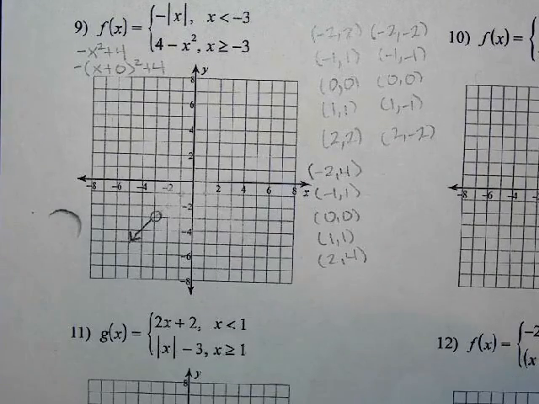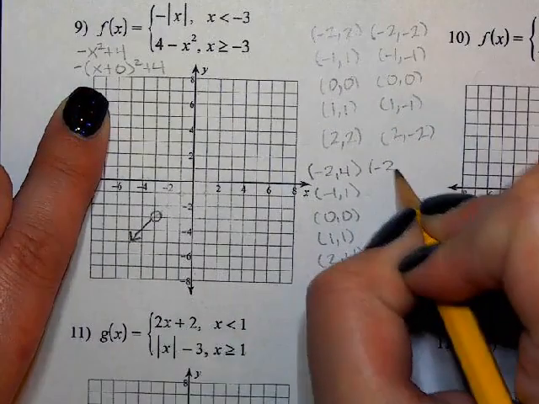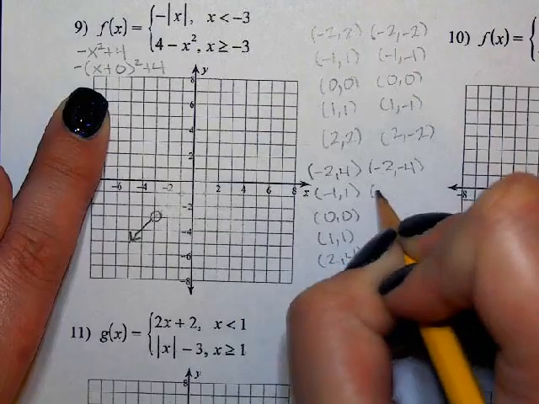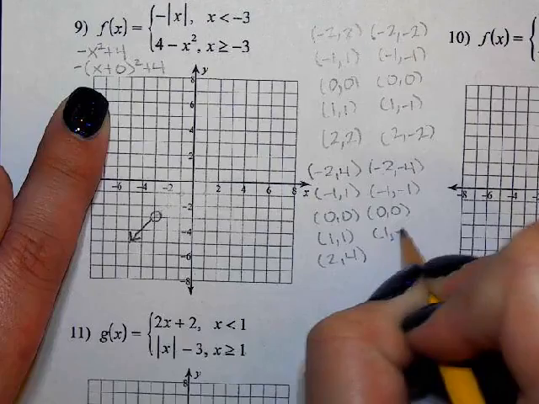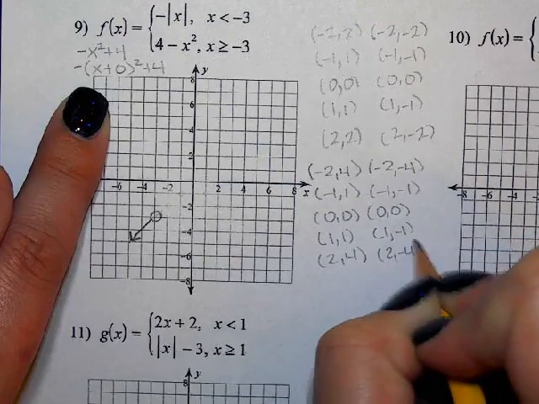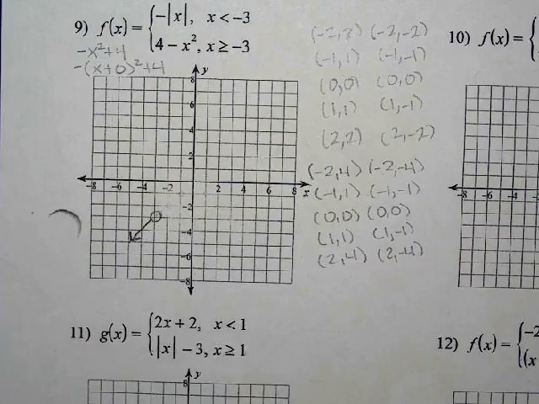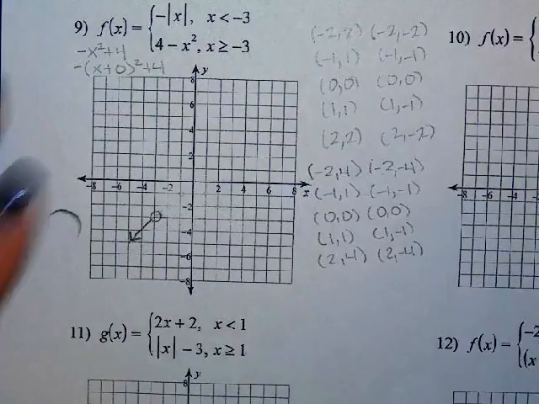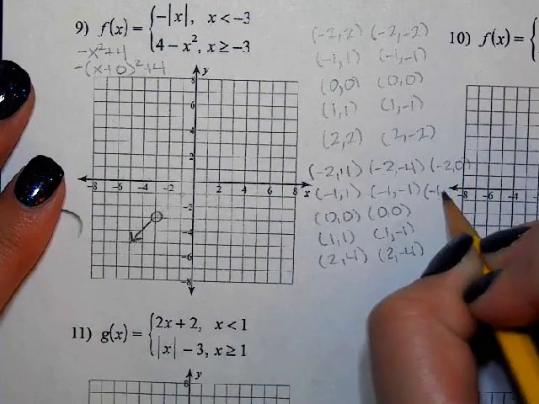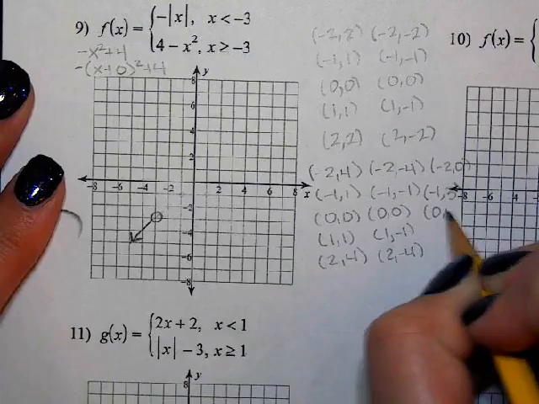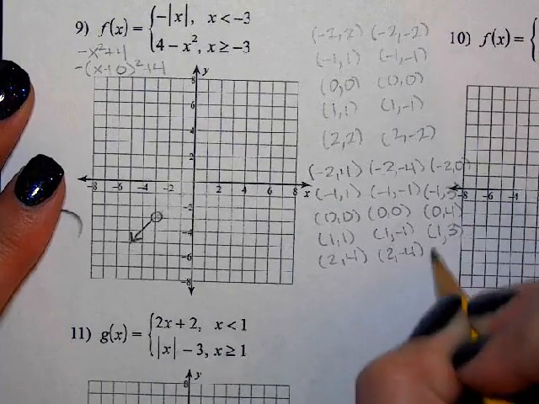Okay, so reflect over the x-axis. We're going to take those y-coordinates, make them negative. And then we're going to take all the y coordinates and move them up 4, shift it up 4. So negative 2, 0, negative 1, 3, 0, 4, 1, 3, 2, 0.